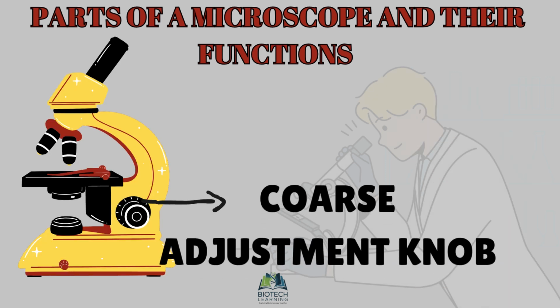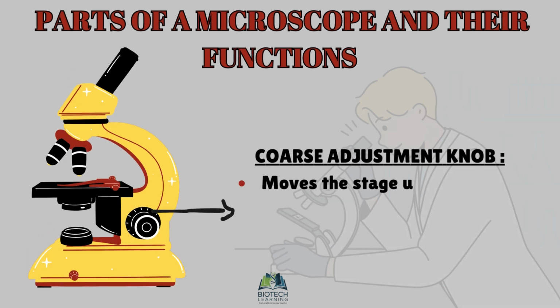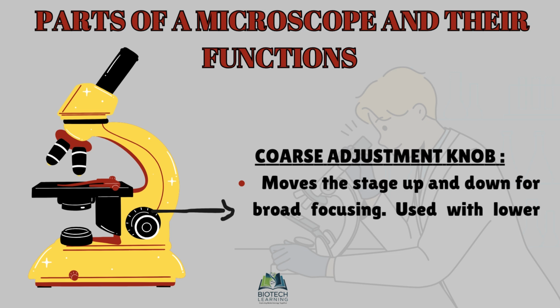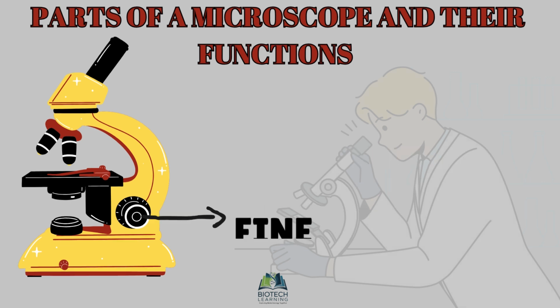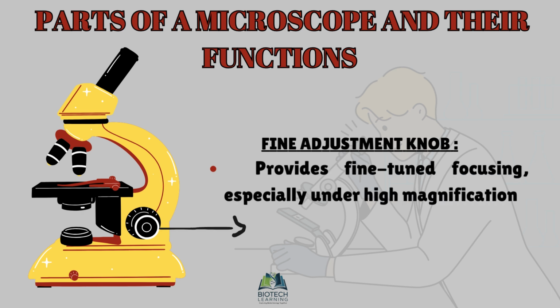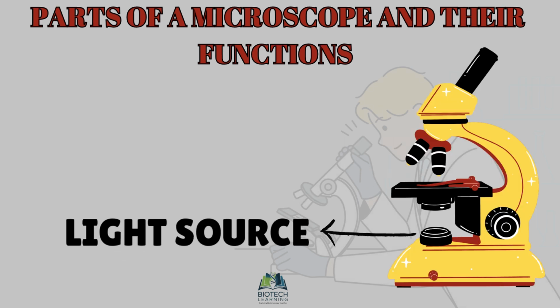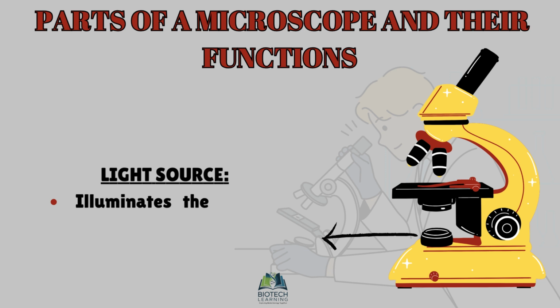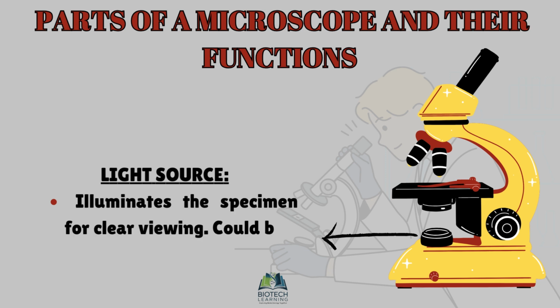Coarse adjustment knob, moves the stage up and down for broad focusing. Used with lower magnification. Fine adjustment knob, provides fine-tuned focusing, especially under high magnification. Light source, illuminates the specimen for clear viewing. Could be a mirror or an electric bulb.